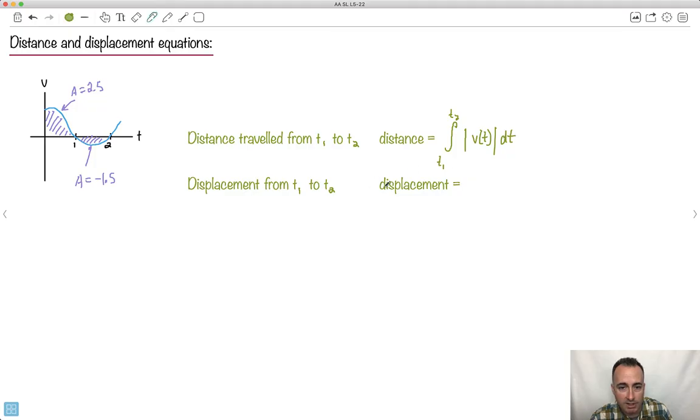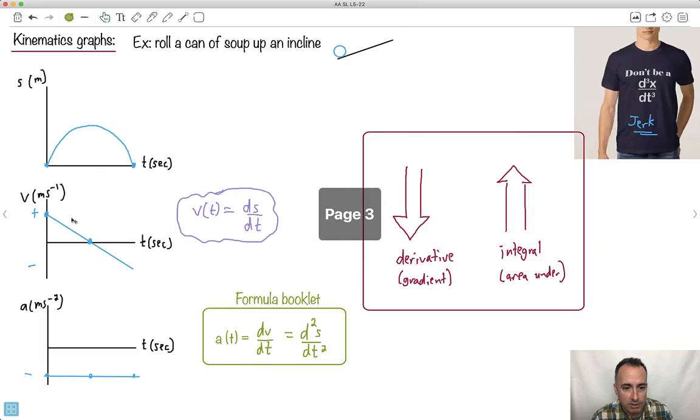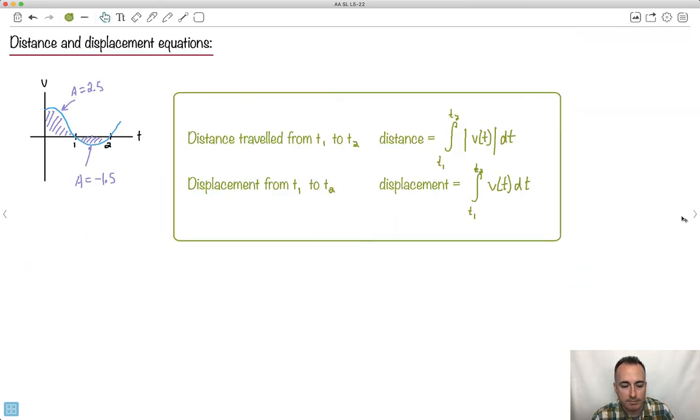Whereas if we just want the displacement, it's going to be from T1 to T2, and we're not going to take the absolute value. We'll just say v of t dt. In other words, it's allowed to be negative. That's the idea here. And good news, this is in your formula booklet, so you don't have to memorize it. Maybe I'll copy that and paste it over here, so we have it. There we go. This is what we needed.